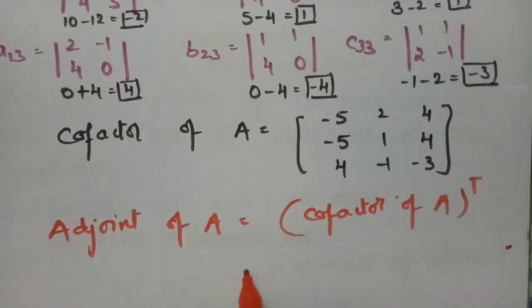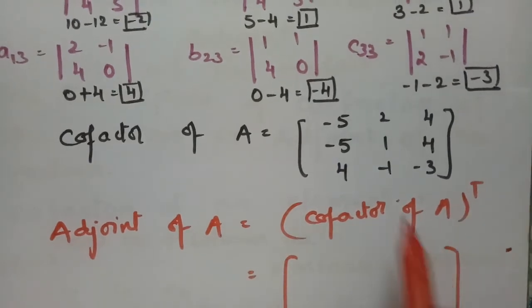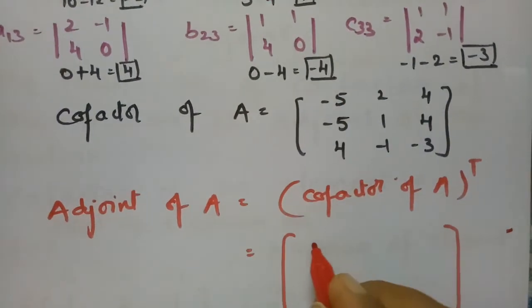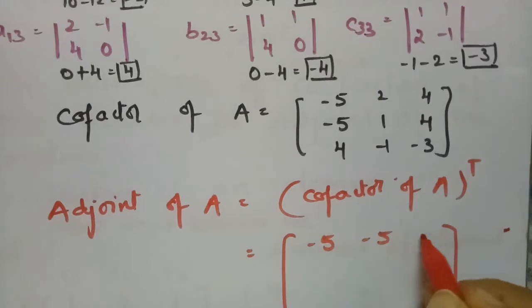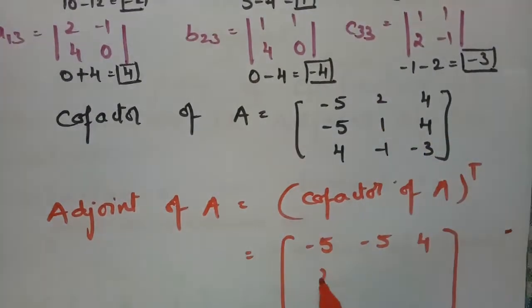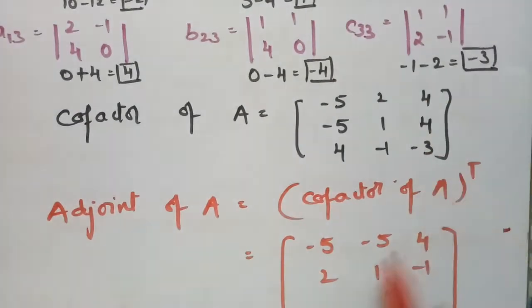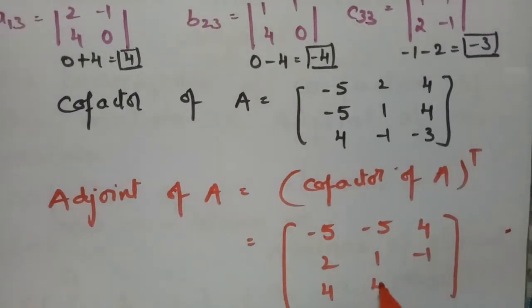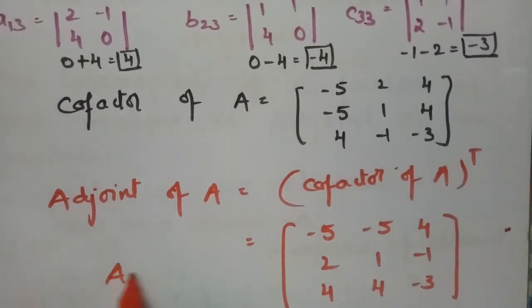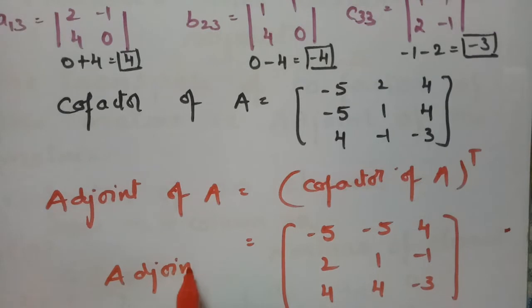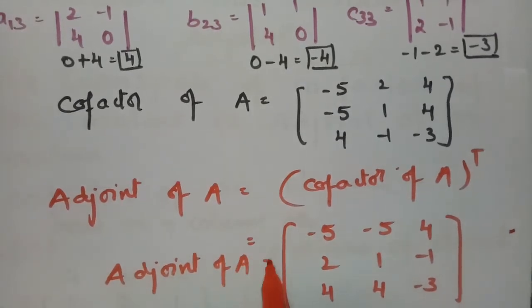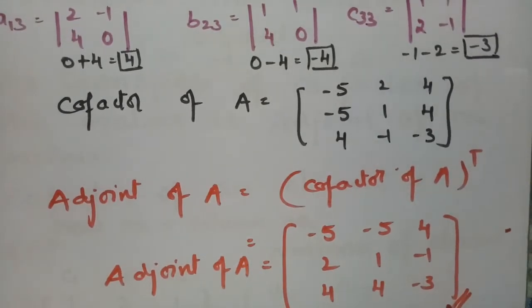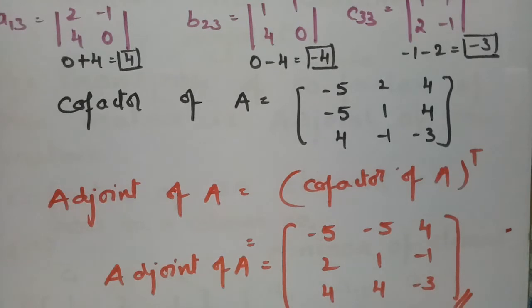So now I have to change the rows into columns. Here column 1 will become row 1, that is minus 5 4, and this is 2 1 minus 1, this is 4 4, this is minus 3. So this is nothing but the adjoint of A, and this is how we have to calculate. And this is so simple if you understand. So this is minus 5 4, this is 2 1 minus 1, this is 4 4 minus 3.